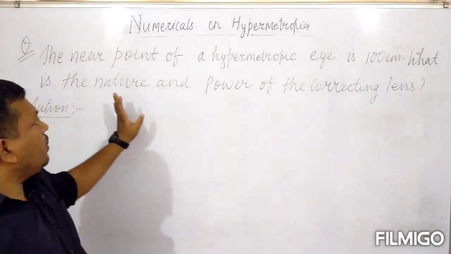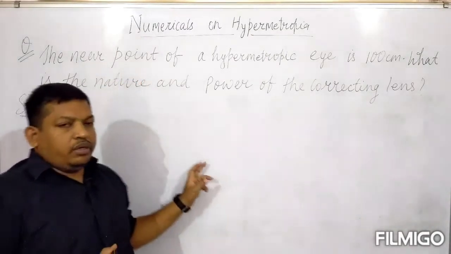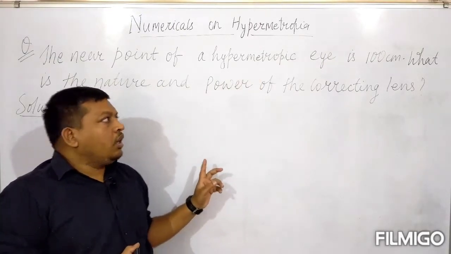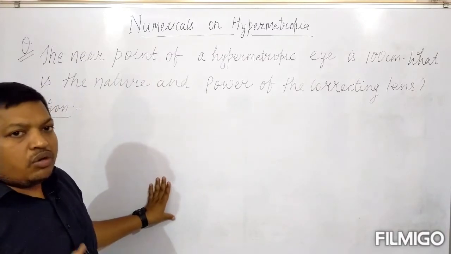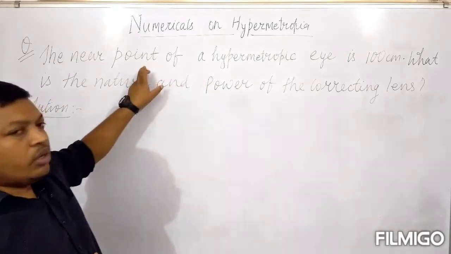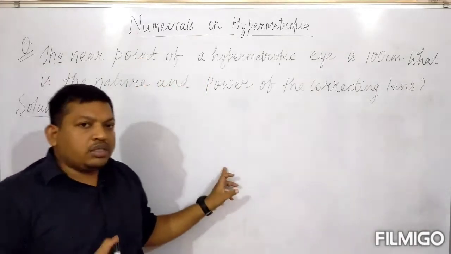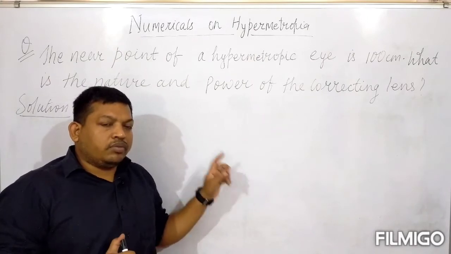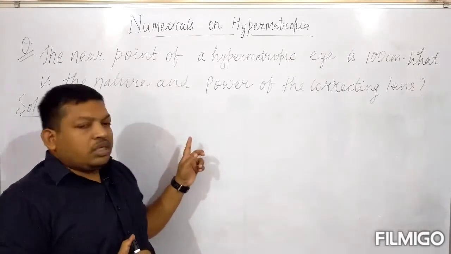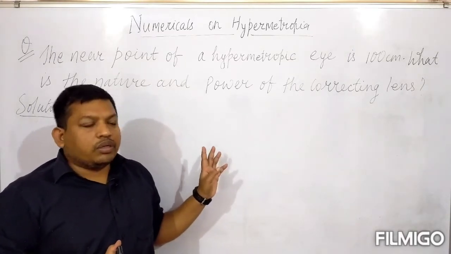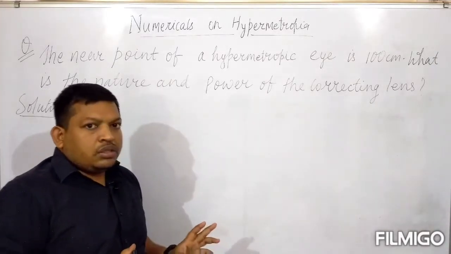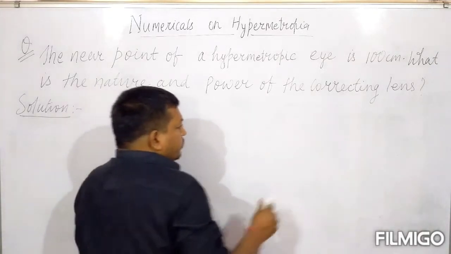In the previous question, we have seen that the far point is given. In the condition of myopia, far point is given, and far point is the image distance. Always remember, in case of myopia. And in case of hypermetropia, near point is given, and near point is the image distance. Always remember, far point is the image distance in case of myopia, near point is the image distance in case of hypermetropia. And it is 100 centimeter. What is the nature and power of the correcting lens? So let us see the explanation.